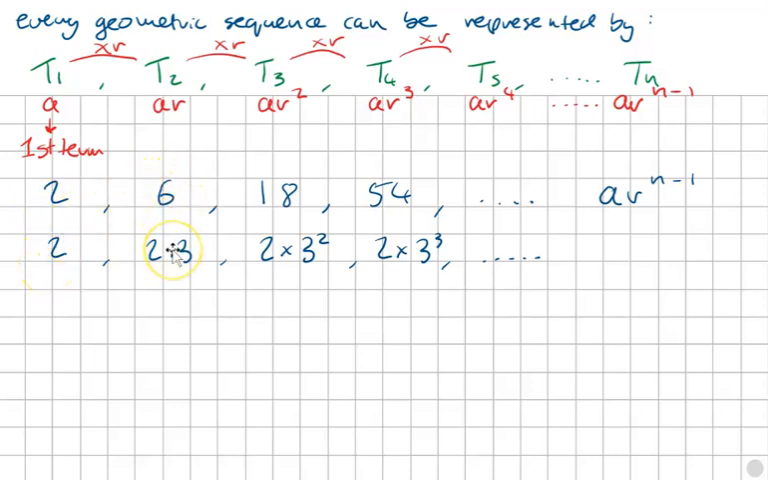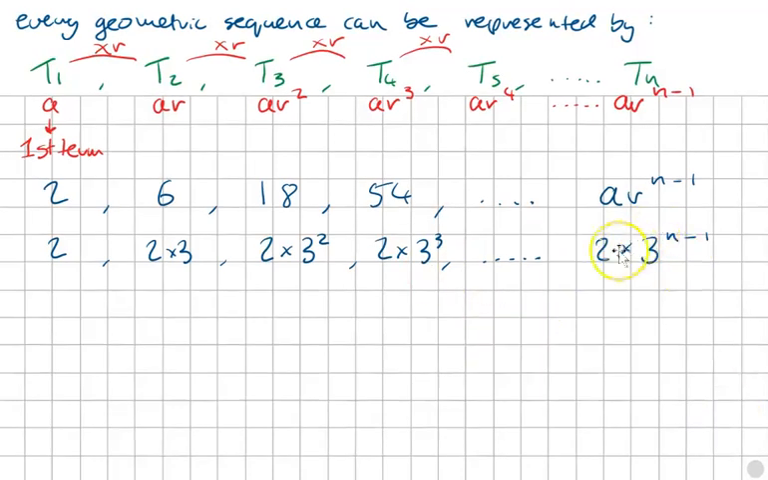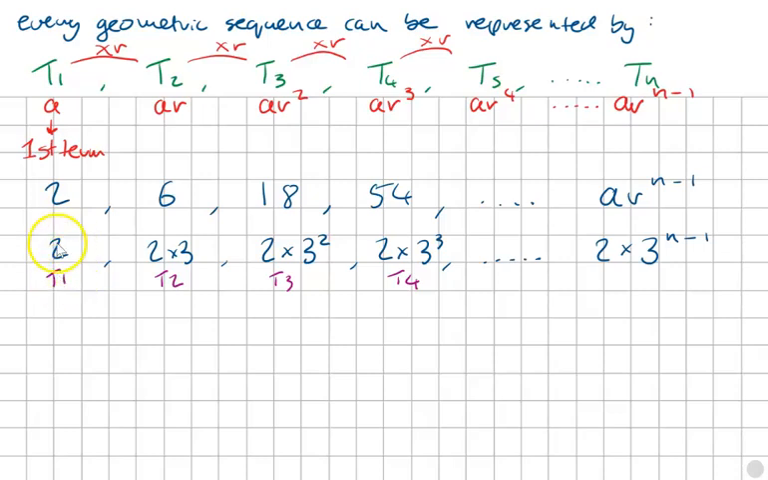6 is 2 times 3. 18 is 2 times 3 times 3, which is 2 times 3 squared. 54 is 2 times 3 times 3 times 3, which is 2 times 3 cubed, ... up as far as 2 times 3 to the power of n minus 1. So term 1 is 2, term 2 is 2 times 3, term 3 is 2 times 3 squared, term 4 is 2 times 3 cubed.